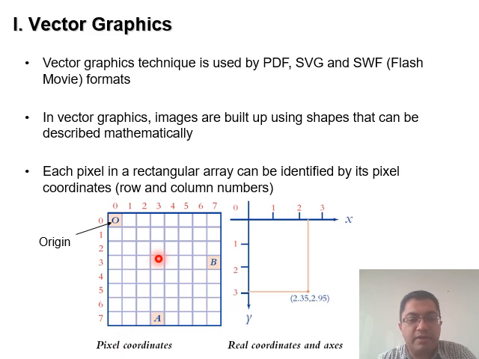Now, the big difference between the pixel coordinates and the real coordinates is that in pixel coordinates, the positions are only integer numbers. We have a row number and column numbers. It can be 0, 1, 2, 3, and so on. There is no fraction. While in the real coordinates and axes, we can have a real number to represent x and y. Like here, this point is at 2.35 and 2.95. So when we talk about image representation in the form of pixels, rows, and columns, we're talking about discrete positions and integer values for these positions, not continuous in the space.